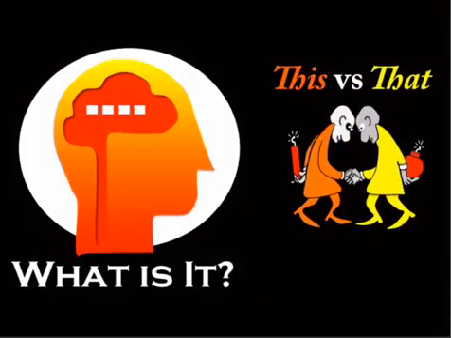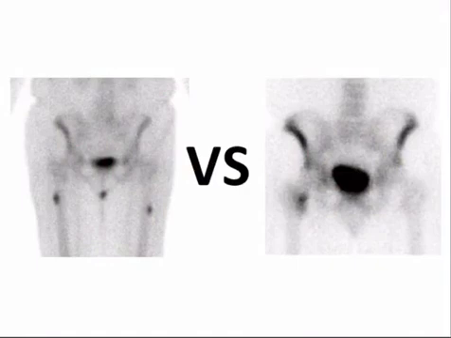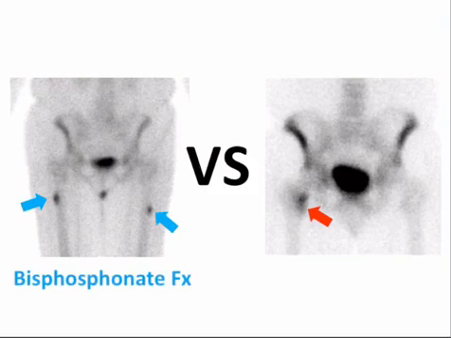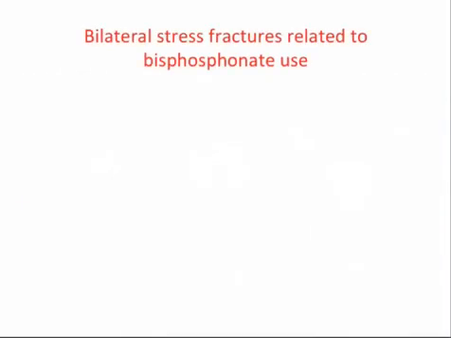All right, so next case, right there, right, versus there. So I show a similar case to this in the MSK lectures, just sort of demonstrating the distribution of a bisphosphonate fracture, which is on the outside, versus a conventional stress fracture, which is on the inside. So especially when it's bilateral, you can really think about bisphosphonate fractures.